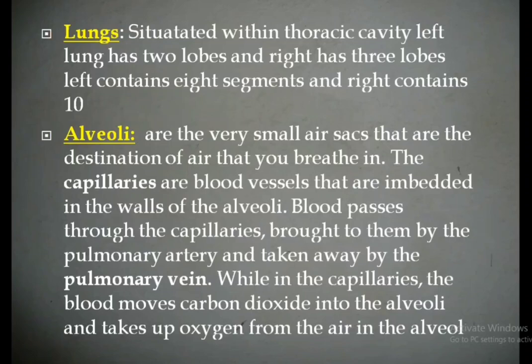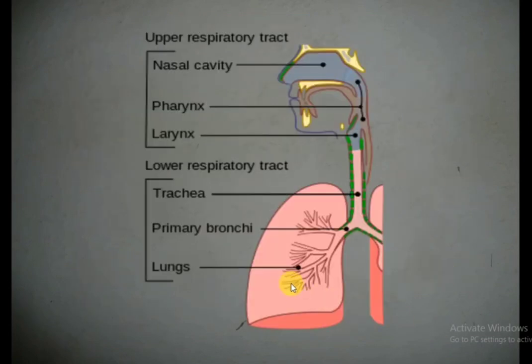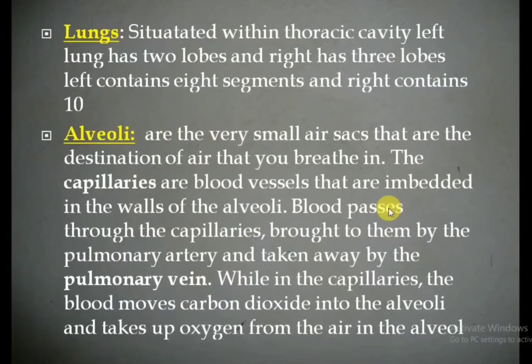Next we will see about the lungs, the major part of the respiratory system. This is situated in the thoracic cavity of the body and it is divided into two lobes. As you can see clearly in the image, it is divided into the right lobe and left lobe. Again these are divided into some segments. The left one contains 8 segments and the right one contains 10 segments, and as for lobes, the left lung has 2 lobes and the right one has 3 lobes.